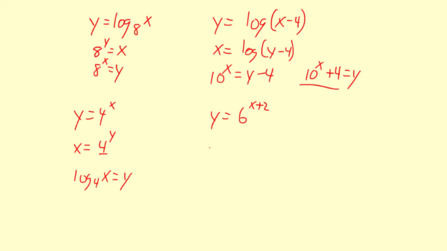Let's do this other one. Switch the x and the y. x equals 6 to the y plus 2. Then write in log form, log base 6, because 6 is the base of the exponent, of x equals y plus 2, which is the exponent. And then to finish this off, subtract 2 from both sides, and you get log base 6 of x, minus 2, not in parentheses, equals y.